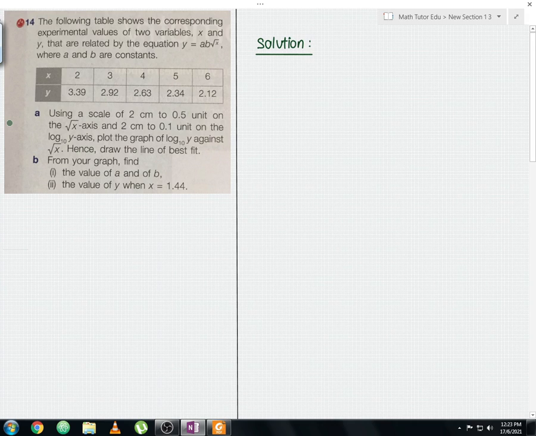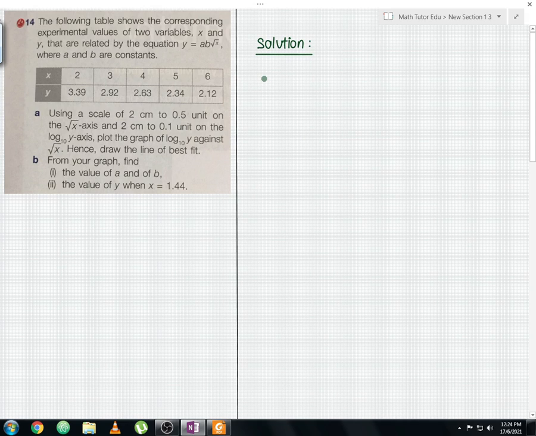Question part A, using a scale of 2 cm to 0.5 unit on the square root x axis and 2 cm to 0.1 unit on the log 10 y axis, plot the graph of log 10 y against square root x. Hence, draw the line of best fit. Continue to read the question part B. From your graph, find the value of a and of b and the value of y when x equals 1.44. So this is the overall question.